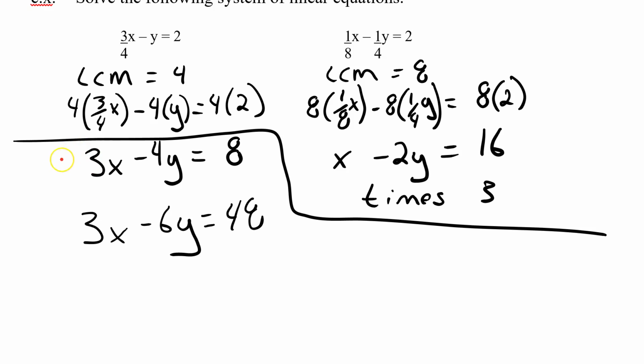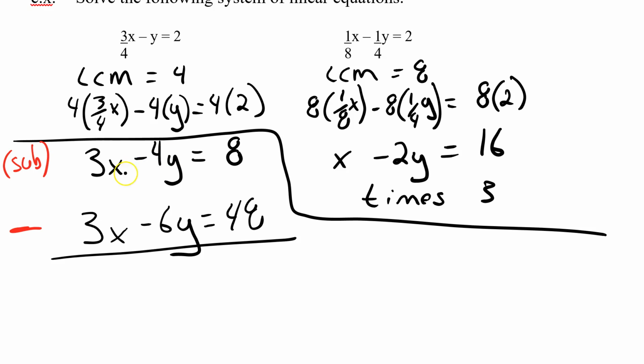Well, the signs here are the same, so I'm going to subtract. In my previous examples, the signs were opposite, so I had to add. Here they're the same, so I'm going to subtract these guys. 3x minus 3x is nothing. It disappears. That's what I want.